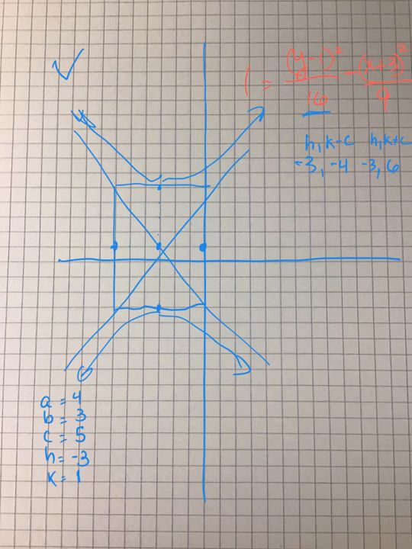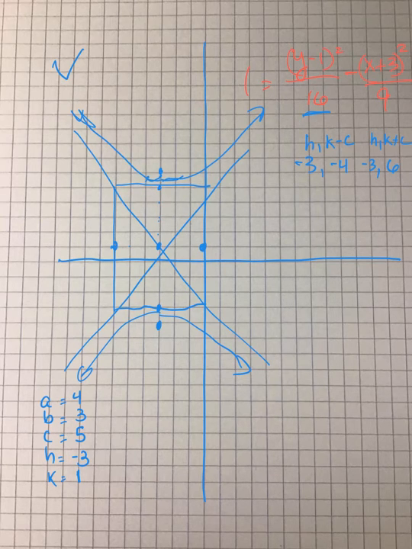And k plus c is 6. So let's graph those 2 points. We go 1, 2, 3, 1, 2, 3, 4, which is down here. And 1, 2, 3, 1, 2, 3, 4, 5, 6, which is up here. So you see that the foci are inside the U.